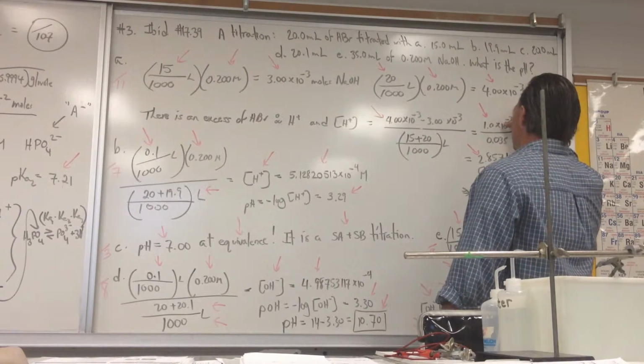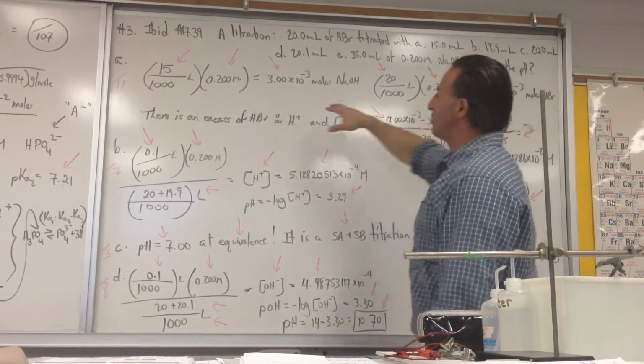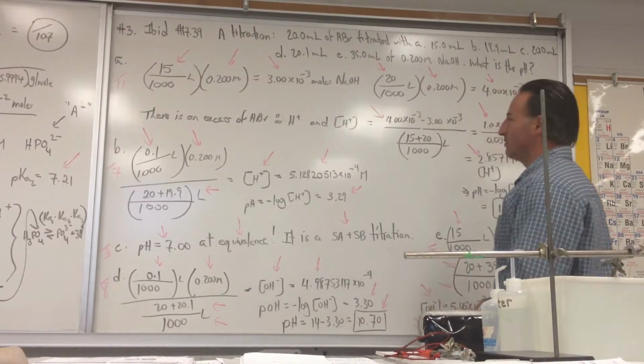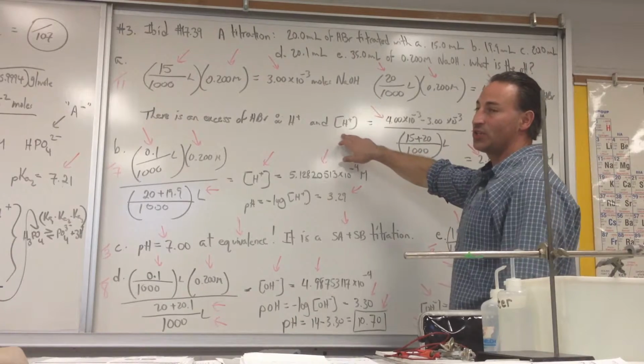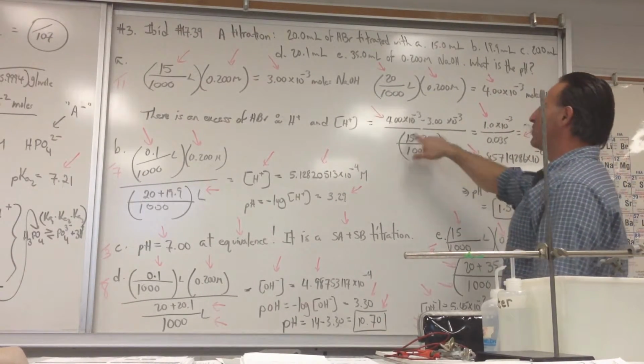And it turns out we have 4.0 times 10 to the minus 3 moles of HBr and 3.0 times 10 to the minus 3 moles of NaOH. So there's an excess of hydrobromic acid, which means there's an excess of H+. So that's what we have to find out, the concentration of H+, to find out the pH. And we do that by finding out the total volume.